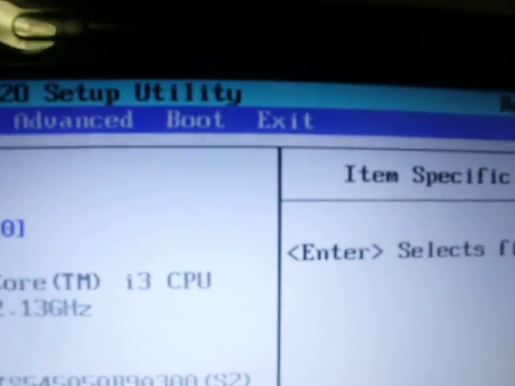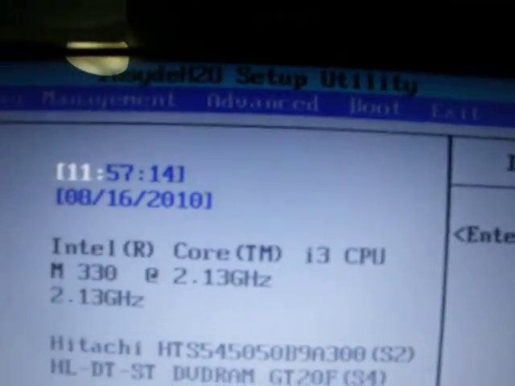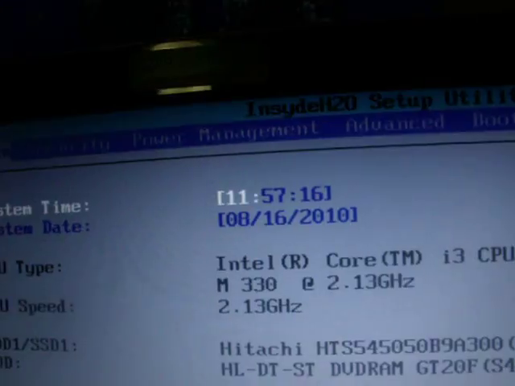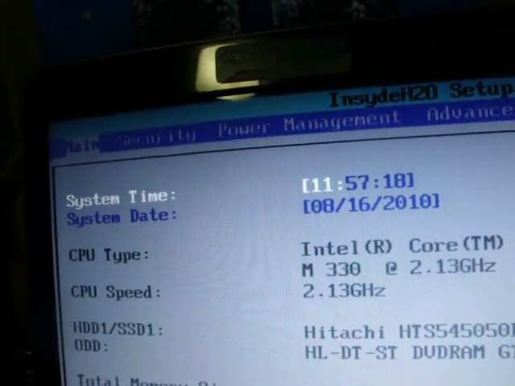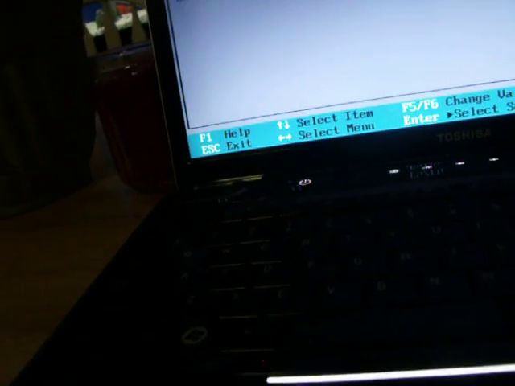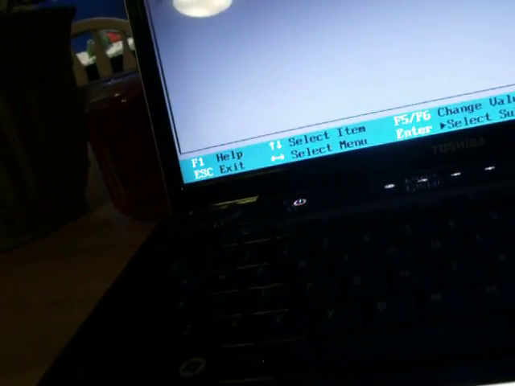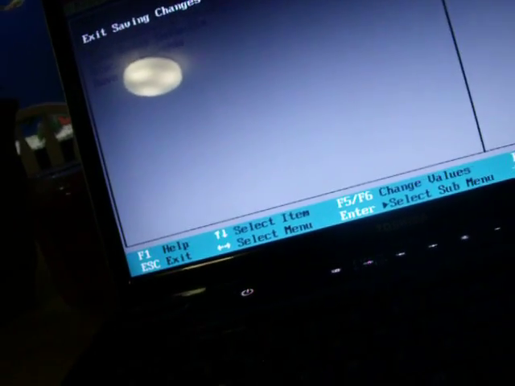So it says exit, boot, advanced, management, power, security, and name. And I get all of these to do, but I don't know what they mean. And I tried all of them, and none of these work.